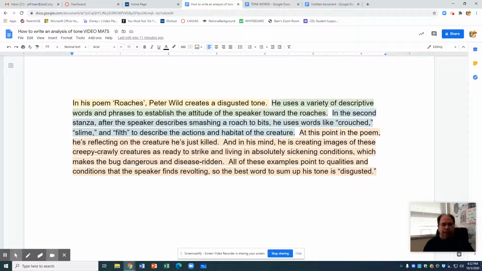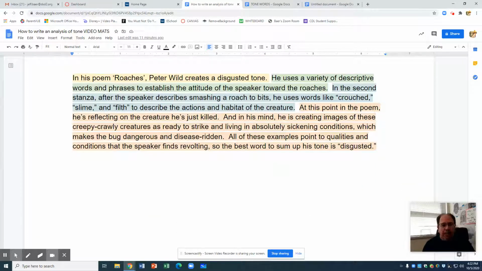So here we go. At this point in the poem, he's reflecting on the creature he's just killed. And in his mind, he is creating images of these creepy crawly creatures as ready to strike and living in absolutely sickening conditions, which makes the bug dangerous and disease-ridden. All of these examples point to qualities and conditions that the speaker finds revolting, a synonym. So the best word to sum up his tone is disgusted.